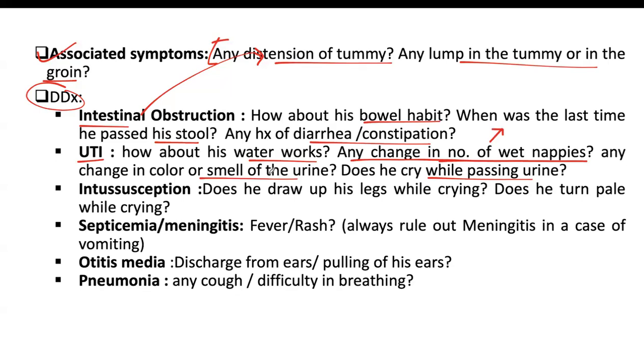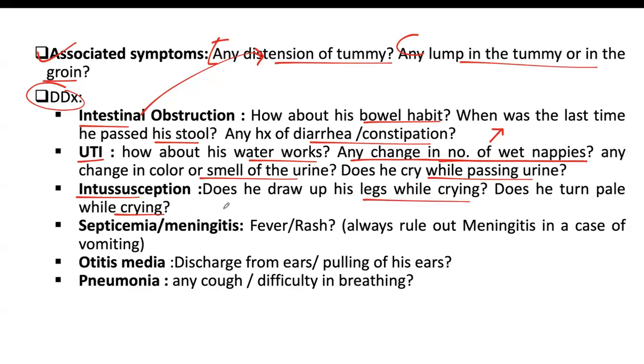So now that you have asked about bowel and bladder, you can go for some other differential diagnosis one by one. For incarcerated hernia, you can ask this question: have you noticed any lump or bump in his tummy or in his groin? For intussusception, does he draw up his legs while crying? Does he turn pale while crying?